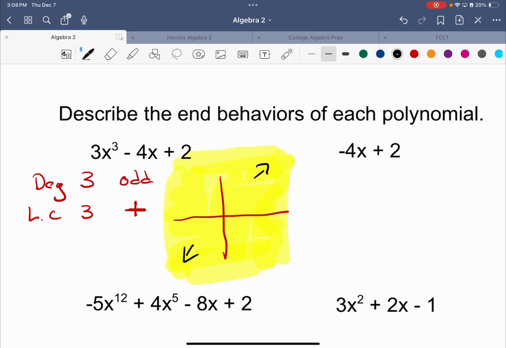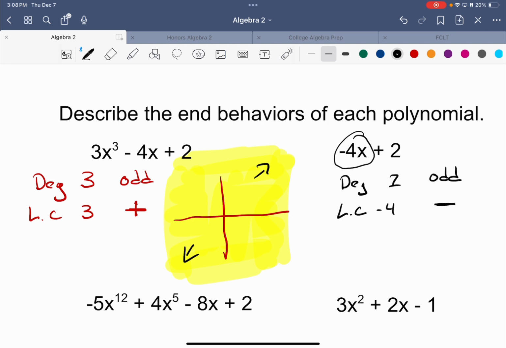Okay. Second one, negative 4x plus 2. I only care about the negative 4x. What is the degree of this one? 1. 1 is odd. The leading coefficient is negative 4, and so that makes it negative, right? So it's odd degree and negative. So that's 2 and 4. So odd and negative is 2 and 4.